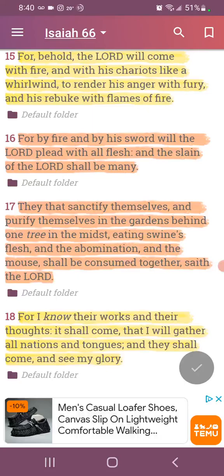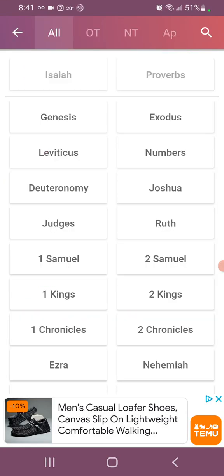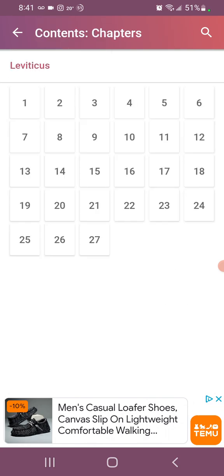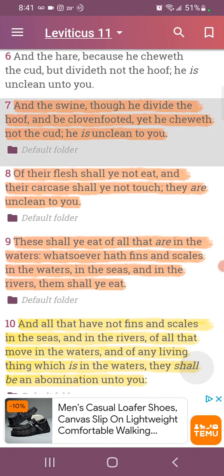Right? So when Christ comes back, when the Lord returns, and he finds you eating swine's flesh and the abomination, which we read in the definition, the definition of abomination is unclean foods, you shall be consumed together, saith the Lord, right? So don't eat swine flesh. Don't eat the abominable foods. And let's go see what the Lord called abominable foods. We can find that in the book of Leviticus, chapter 11 and 7, right? This is the book of Leviticus, chapter 11 and verse 7. And it reads, and the swine, though he divide the hoof and be cloven footed, yet he cheweth not the cud. He is unclean unto you, right?